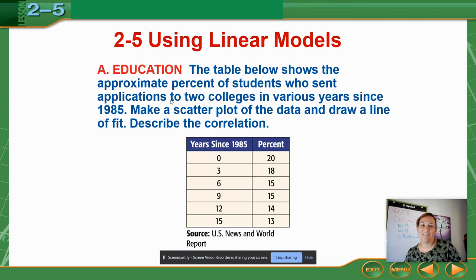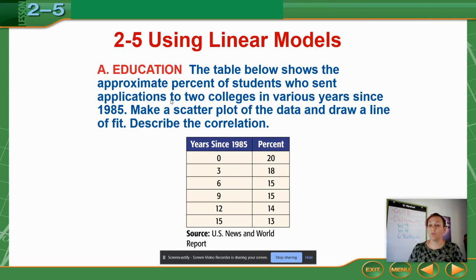Our title for today is at the top of the slide, 2-5, using linear models. So that's the title of today's section. And then go ahead and pause the video so that you can write down this problem. You do need to write down both the sentences as well as the table. On the table, make sure to also write down the headings so that you understand what each column is representing.